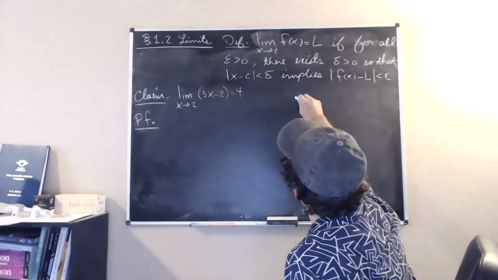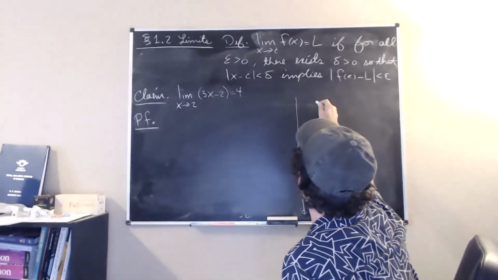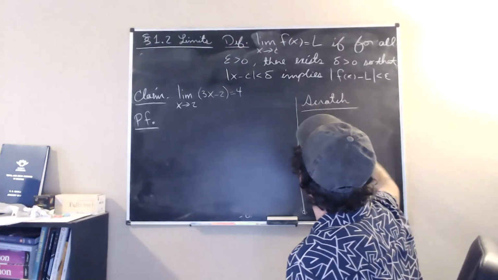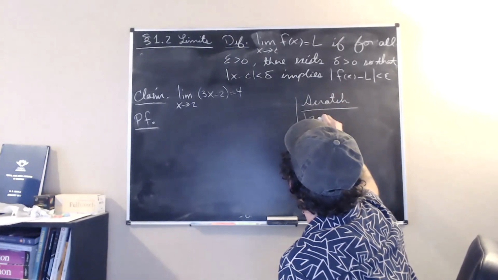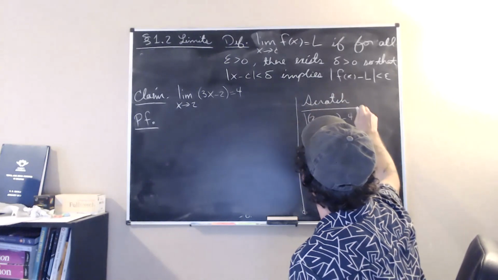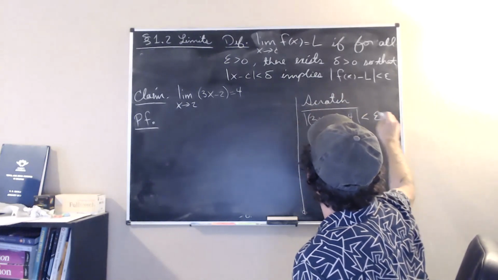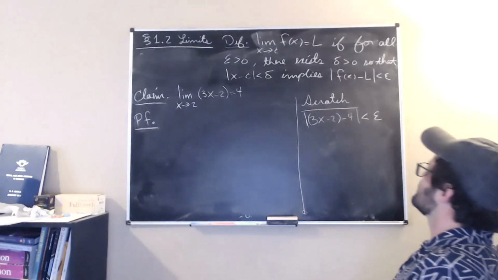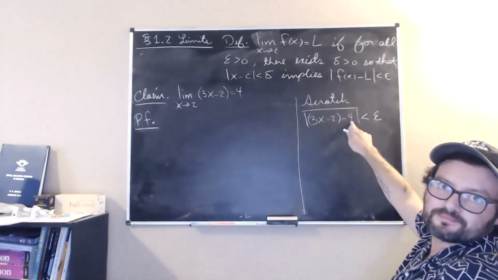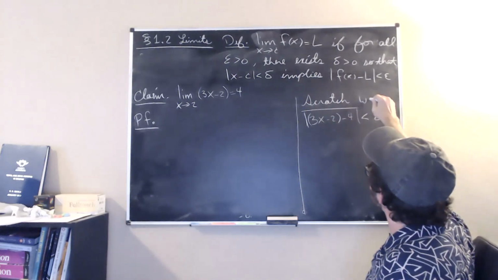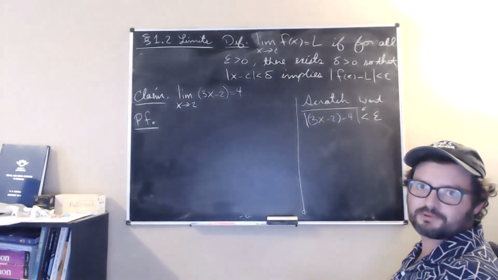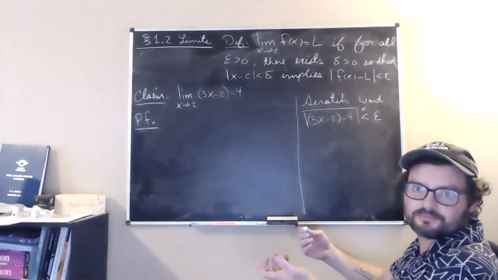Okay, so this is my scratch work over here. I want the absolute value of 3x minus 2 minus 4 to be less than epsilon. So that's my function, and that's my limit. Again, this is just scratch work, right? So we want to find a delta that makes this true.